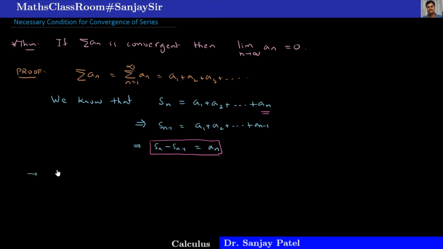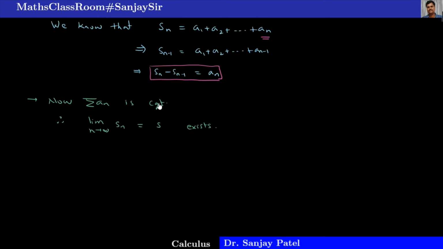Now here sigma an is a convergent series, and therefore by definition limit n tends to infinity of Sn, that is the partial sum Sn, this sequence has a limit, and say it is equal to S. This limit exists. And if limit n tends to infinity of Sn exists, then with the help of this we can find the limit of an also.